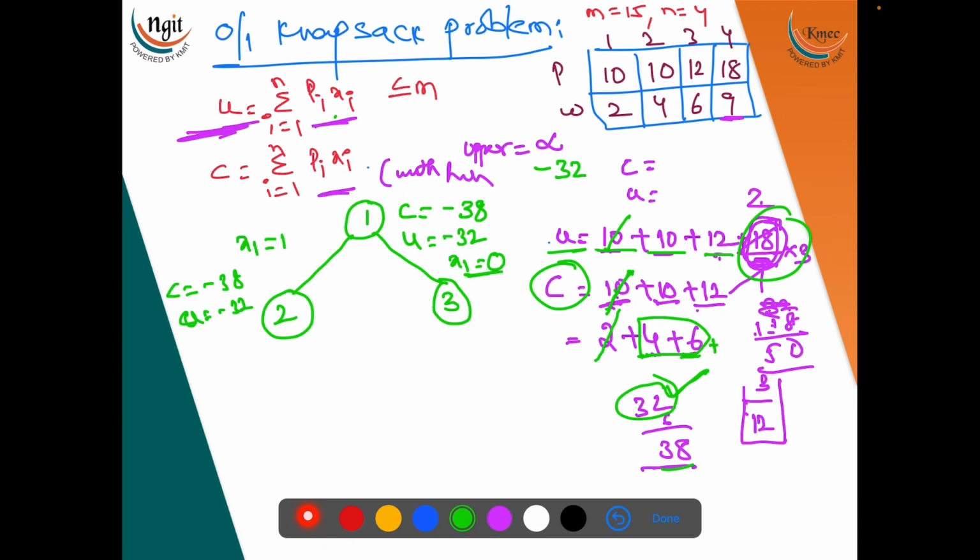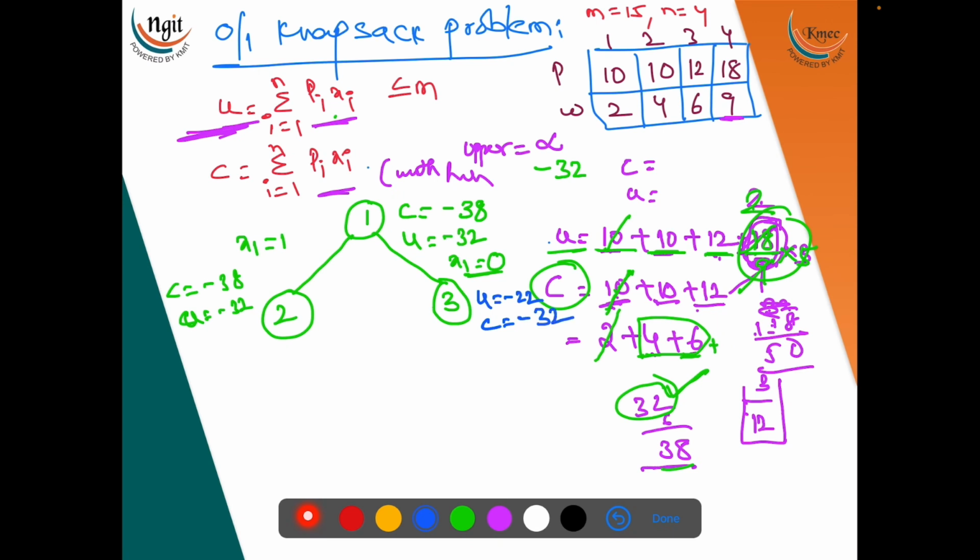That means you will take this 10 plus 12. Now this time 18 by 9 into 5, because 5 kgs only we can use. So it is 10 plus 12, 22. 5 into 2 is 10. 22 plus 10 is what? 32. 22 is the u value. Correct? 22 is the u value. The c value, with the fraction, you can take. That is what? Minus 32.